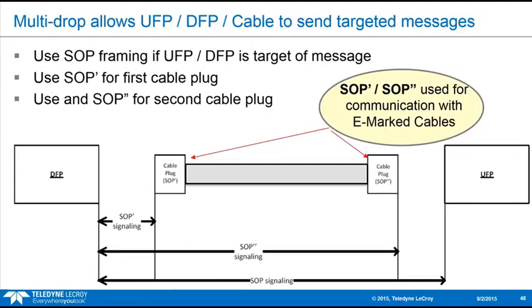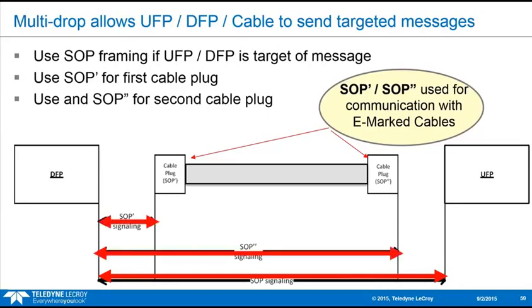They just use a slightly different frame delimiter to address each part of the link. Most of the frames targeted at the UFP, the device, or the DFP for that matter, they use the SOP framing. Using SOP prime or SOP double prime allows the host to talk to the cable. You'll only see this type of SOP prime traffic if you're connecting to an E-marked cable.